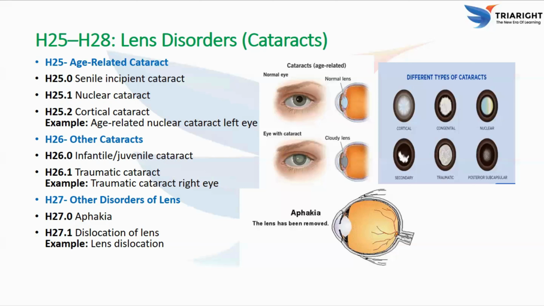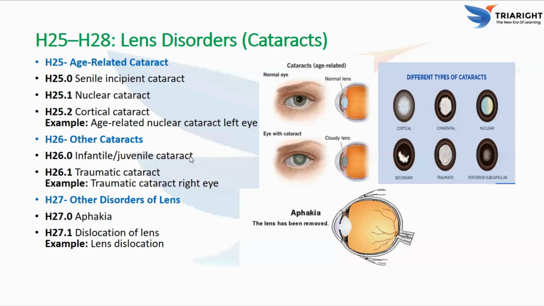So H25.1 is for nuclear cataract. So what do you mean by nuclear cataract? The cloudiness occurs in the central part, nothing but the nucleus of the lens. So this is the most common age-related cataract. Vision becomes gradually blurred, so colors may appear faded or yellowish.